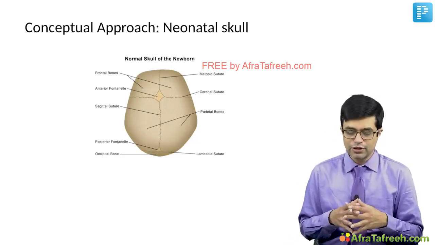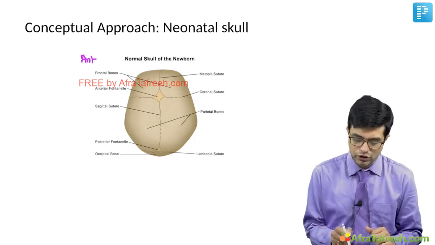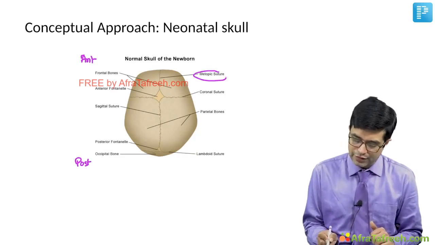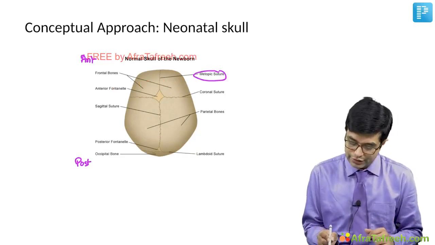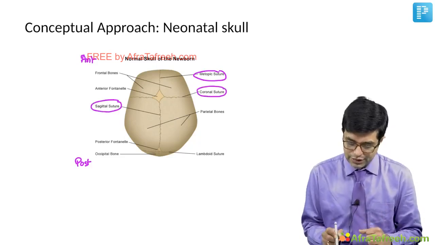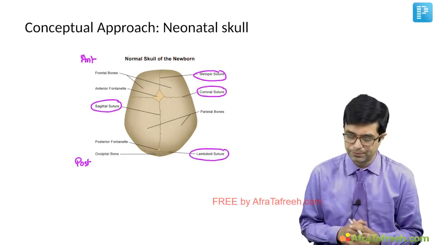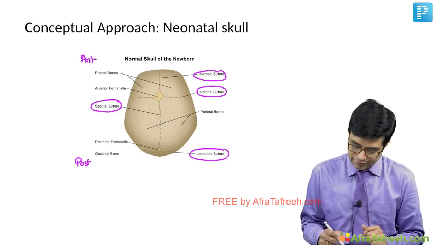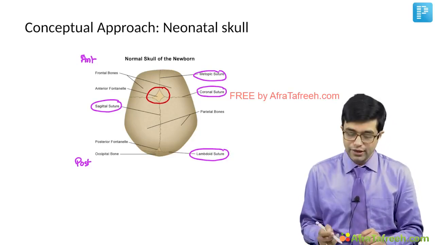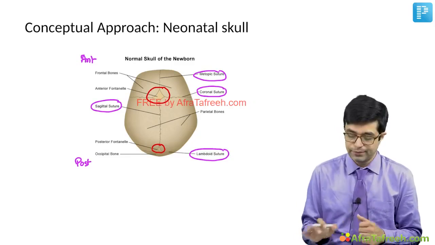This is a normal skull of a newborn. The things to highlight: this is your anterior, we are seeing from the top, and this is your posterior. Now you have this metopic suture in the front, which is also called as frontal suture. Then you have two lateral coronal sutures anteriorly. In the midline you have sagittal suture, and posteriorly you have two lambdoid sutures. These are the major sutures that you need to remember. The diamond shaped space which is present anteriorly is called as anterior fontanelle, and the small triangular space posteriorly is called as posterior fontanelle.